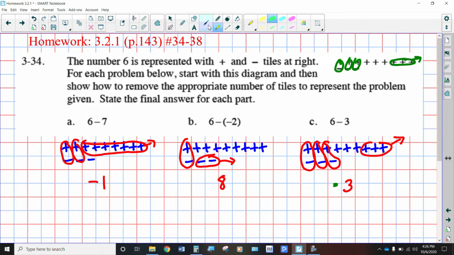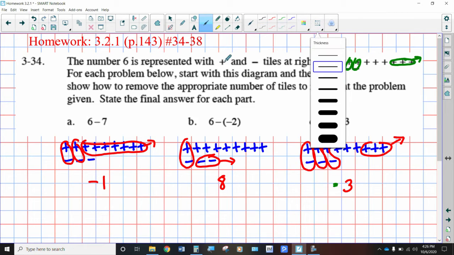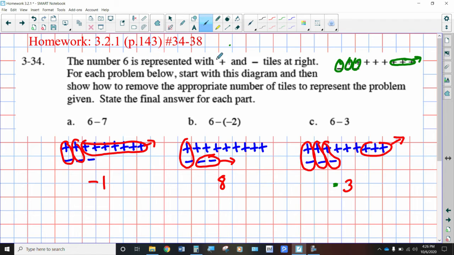All right, so let's take a look and see what we've got here. It says the number 6 is represented with positive and negative tiles at the right. I don't like this mess. Get out of there. Let's not have you there right now. Okay. So can we all agree on that? This is 1, 2, 3, 4, 5, 6, 7, 8, 9 positives plus 3 negatives results in 1, 2, 3, 0 pairs. So yeah, you get 6 for an answer. So yes, I agree with that.